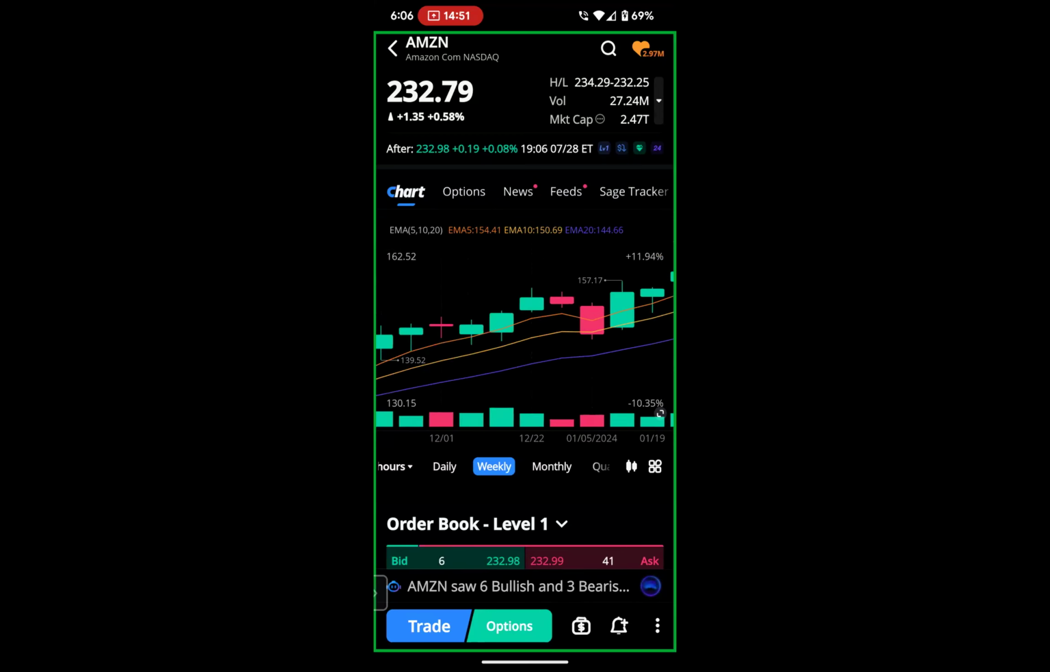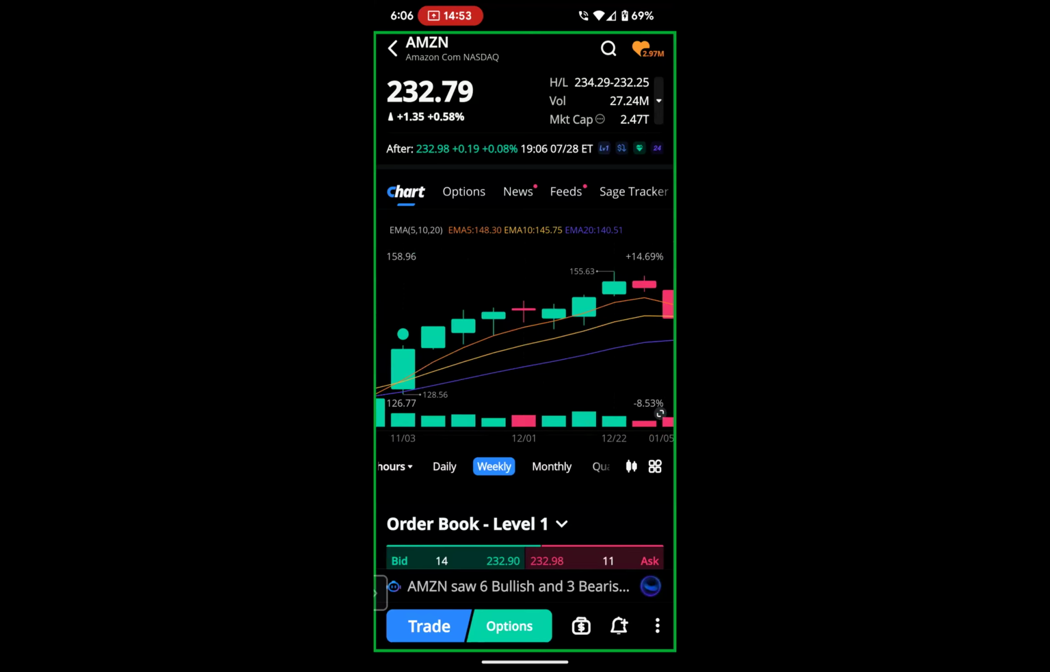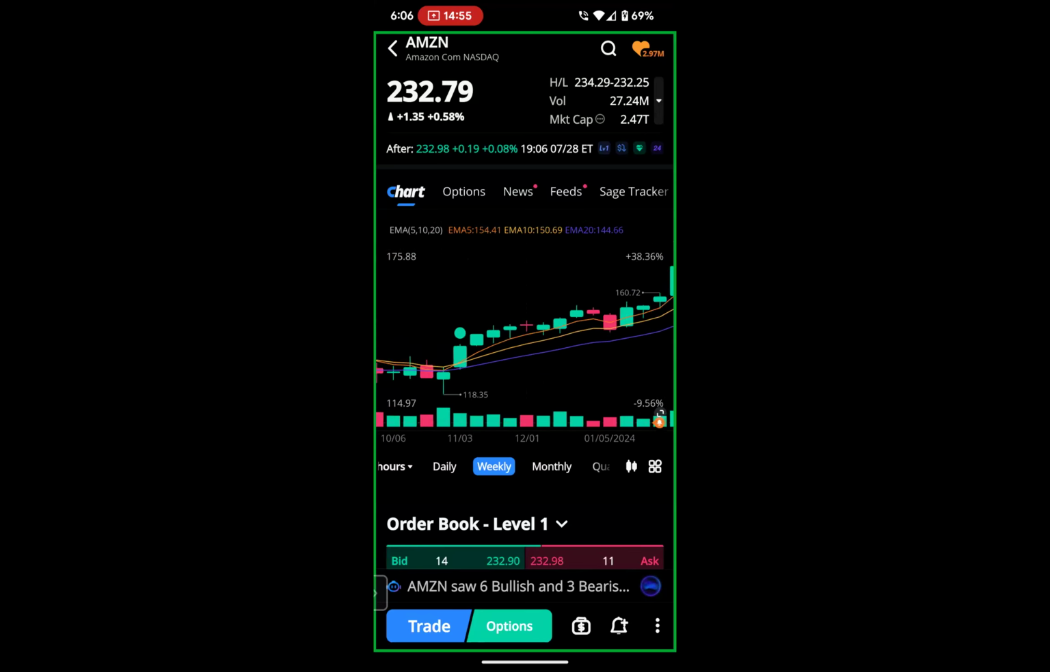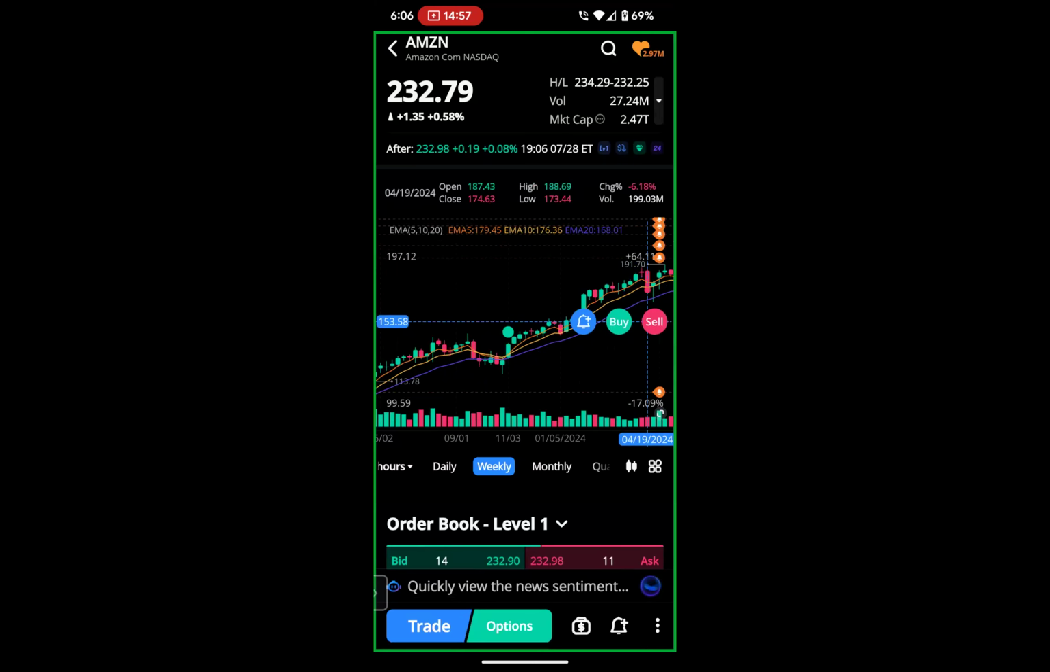I'm trying to get that number. So 155.63. When it hit this area or this zone, you don't want to really go for numbers. You want to really go for zones. When it hit this zone, then you kind of already know. This is the weekly chart, remember.